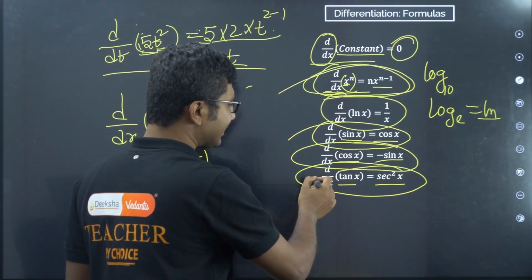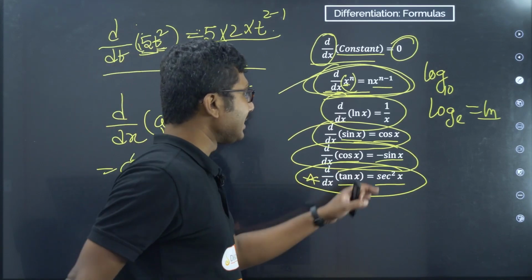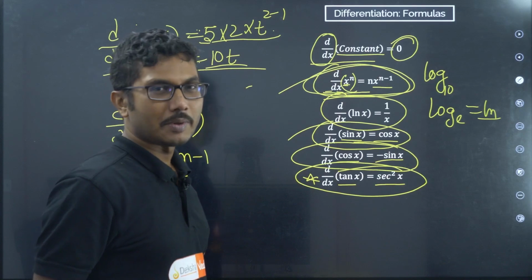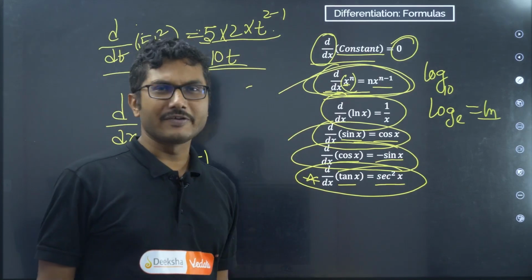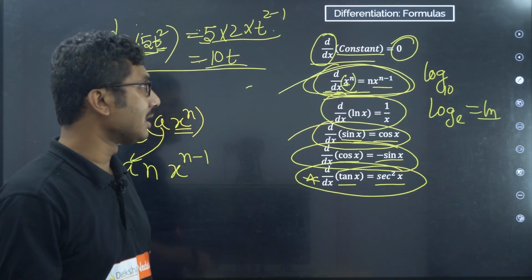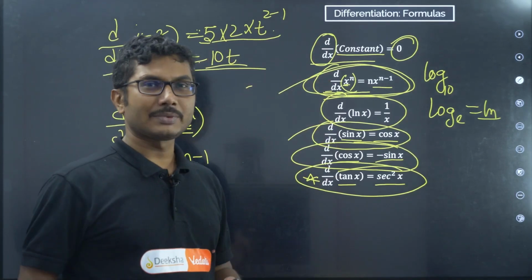This one is an advanced level formula. If you are studying for JEE Advanced, this will come. Otherwise, sin, cos and this x to the power n, these three are the basic formulas that you need to remember, and it is not very difficult to remember. The only thing, you need to write it down in a notebook and study from them from time to time.